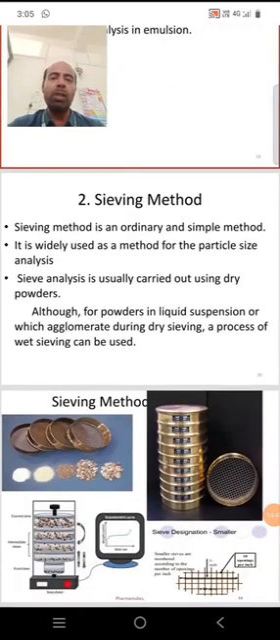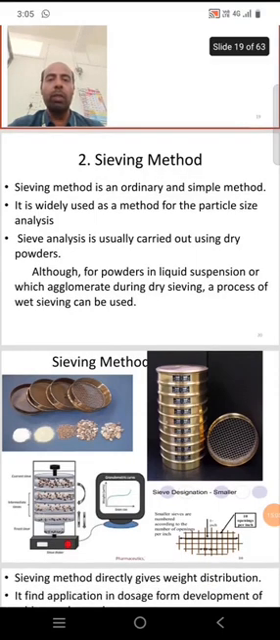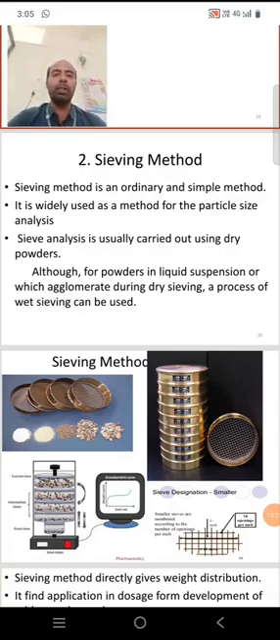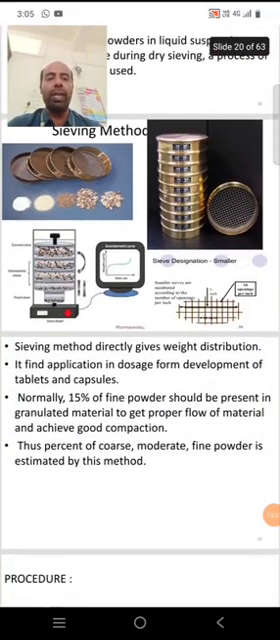Sieving method. The sieving method is an ordinary and simple method. It is widely used as a method for particle size analysis. Sieve analysis is usually carried out using dry powders, although for powders in liquid suspension or which agglomerate during dry sieving, a process of wet sieving can be used. The sieving method directly gives weight distribution. It finds application in dosage form development of tablets and capsules.